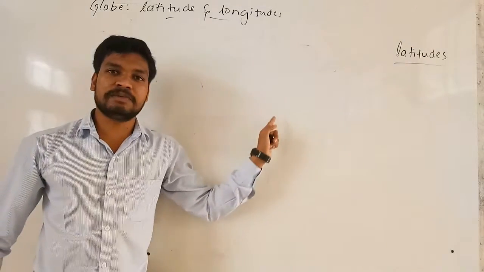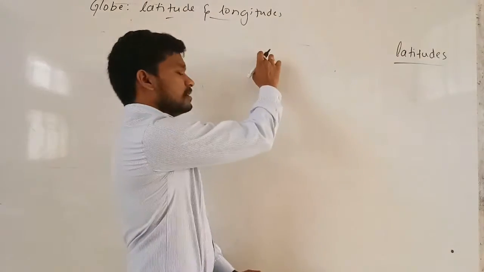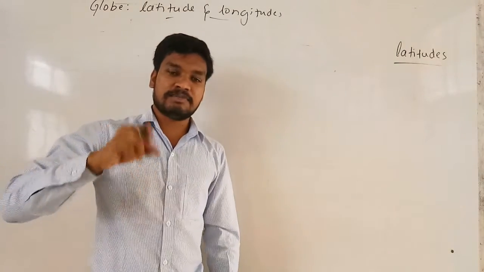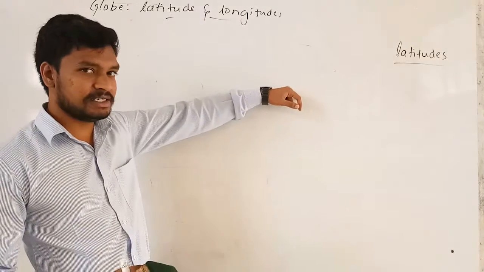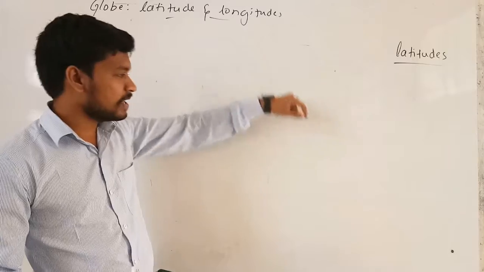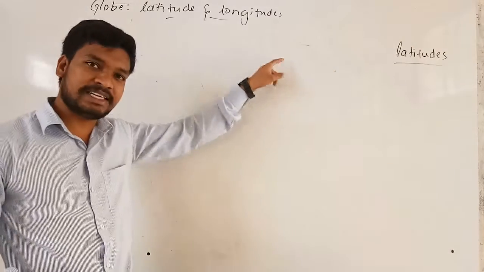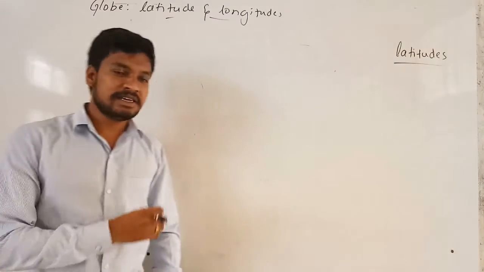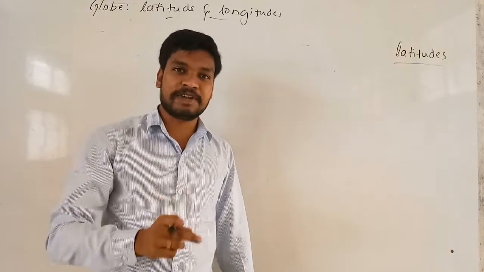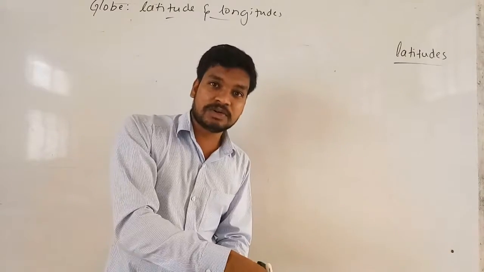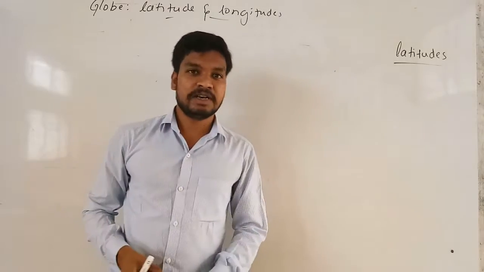Every latitude gives information about change in temperature. As we go towards the north, temperature decreases as the number of the latitude increases. From 0, 1, 2, 3, 4, the number of the latitude is increasing, is it not? So as the number of the latitude increases, temperature decreases. The 90th latitude is at the North Pole and South Pole, so it receives very low temperature. The lowest value latitude is 0 degree, which receives the highest temperature. That's what we discussed.